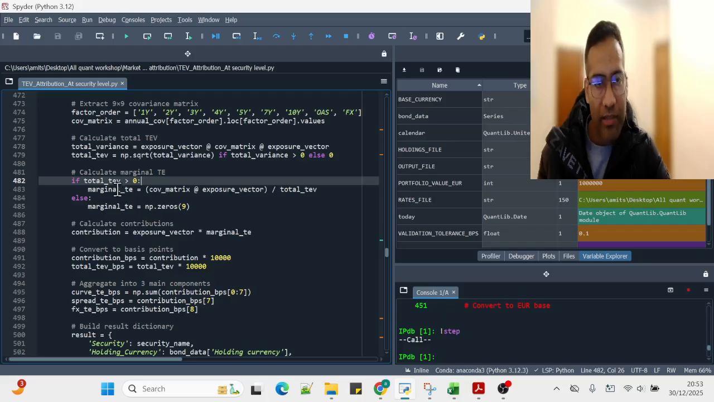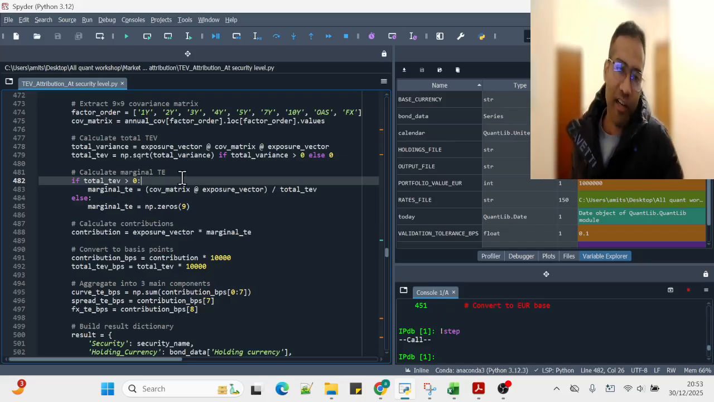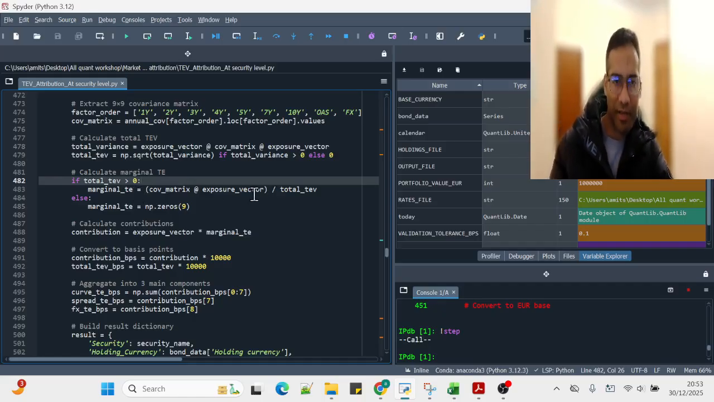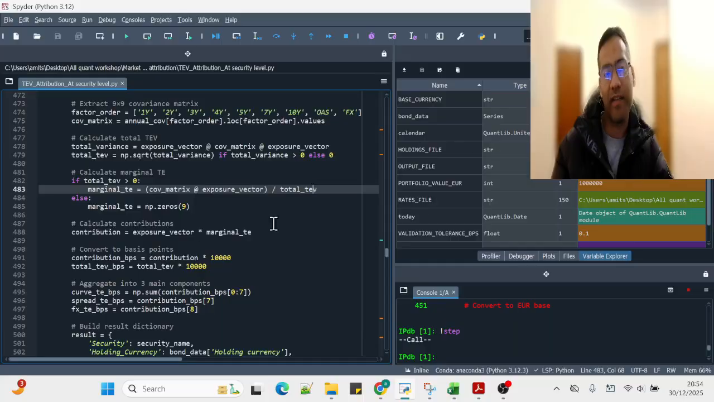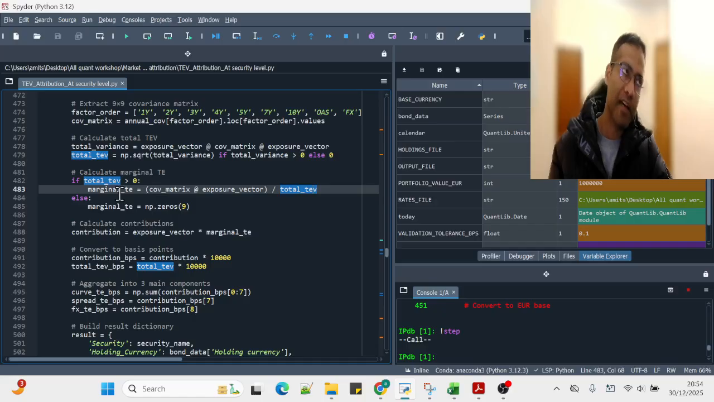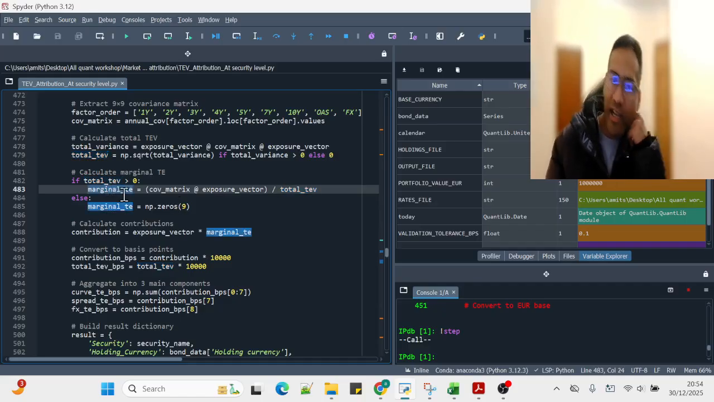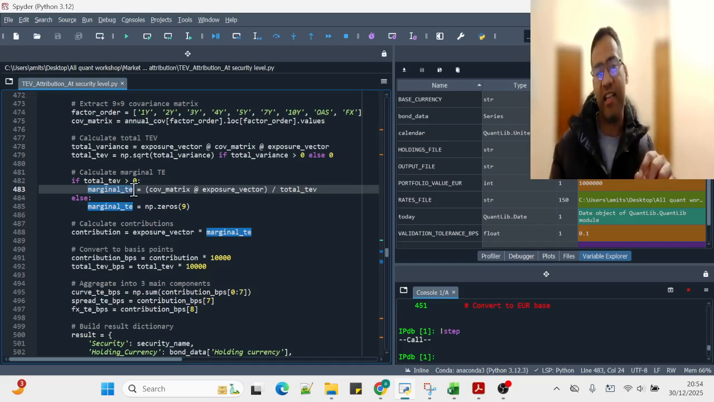And now, if you calculate the tracking error volatility, then you can calculate marginal tracking error. This is the formula: again, a dot product divided by total volatility. So marginal tracking error is nothing but the sensitivity of your portfolio to different risk factors. It is again a sensitivity measure for tracking error volatility. How is the portfolio impacted per unit addition in that risk factor? So that is your marginal TE.